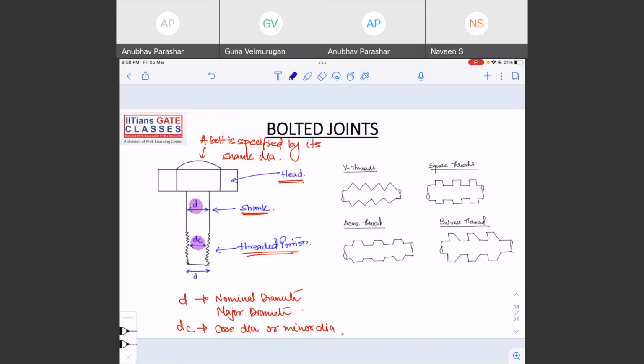So a similar kind of small basic understanding is required. There can be four types of threads in bolted joints. The maximum use is V threads. What is the angle? 60 degrees. Sometimes one type of thread known as acme thread is used. What is acme thread? Before getting into acme thread, this is the square thread. V threads are mostly used.